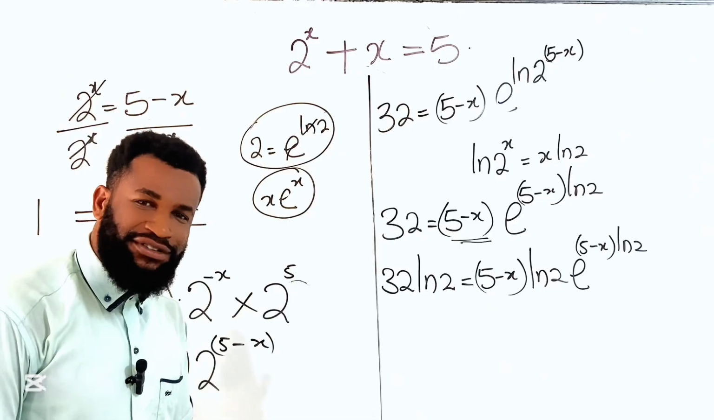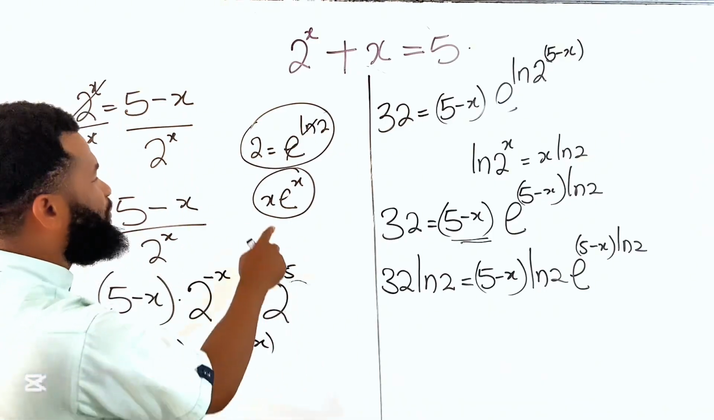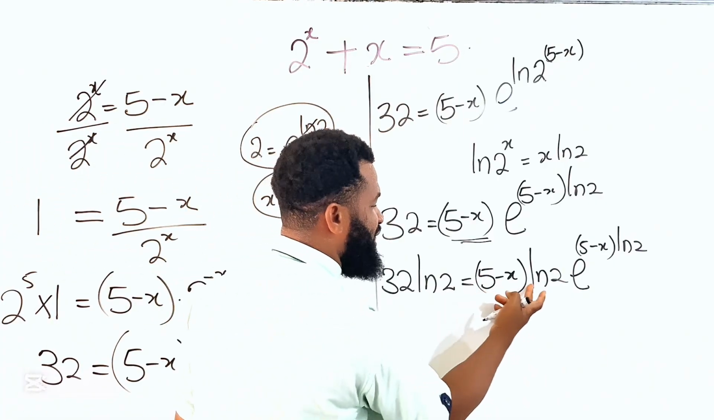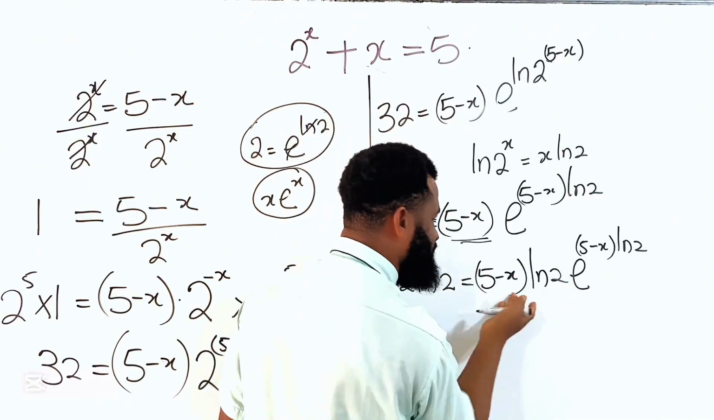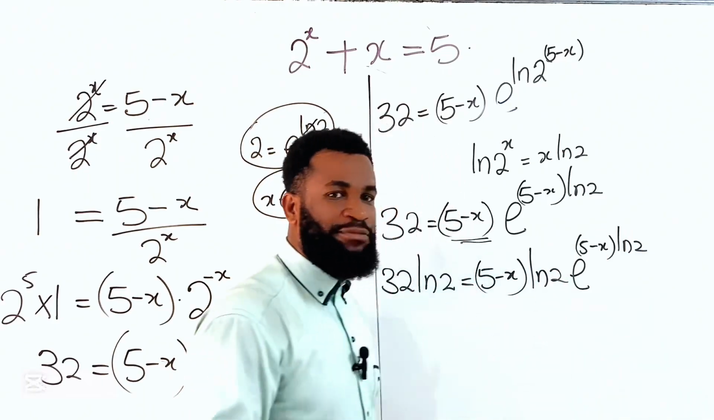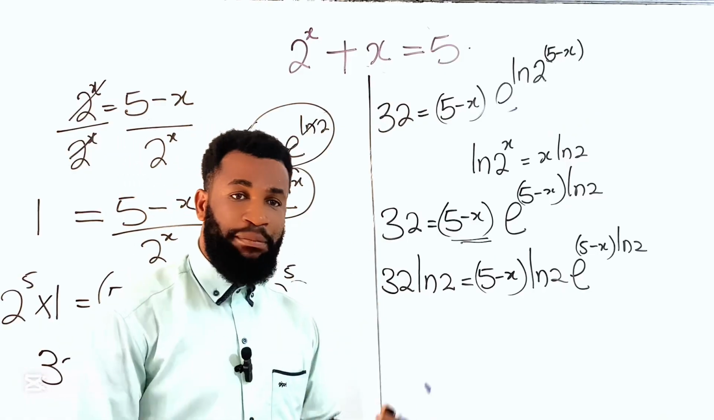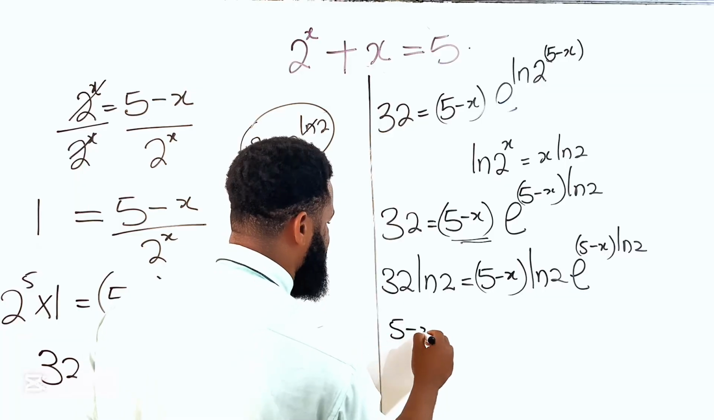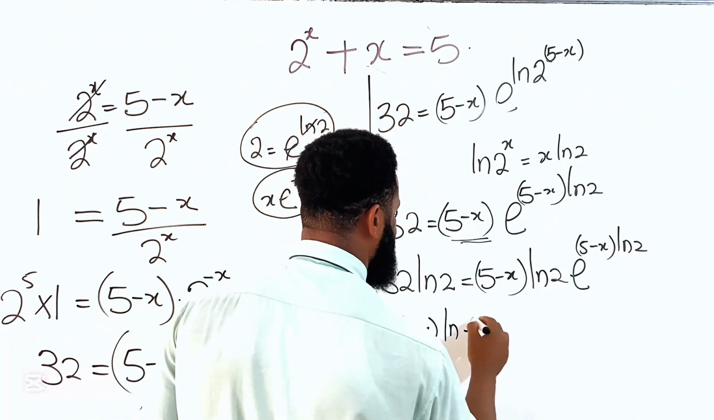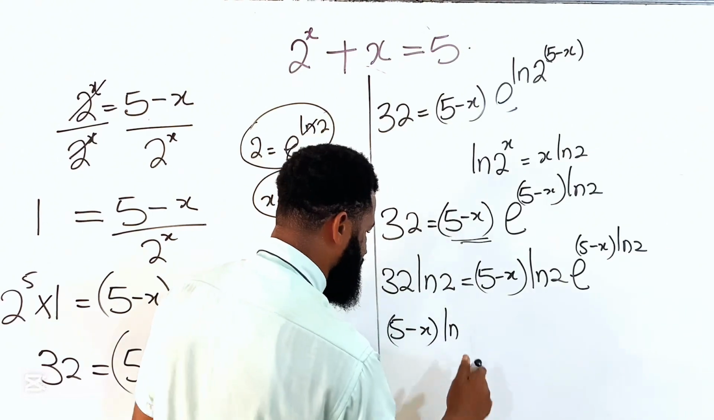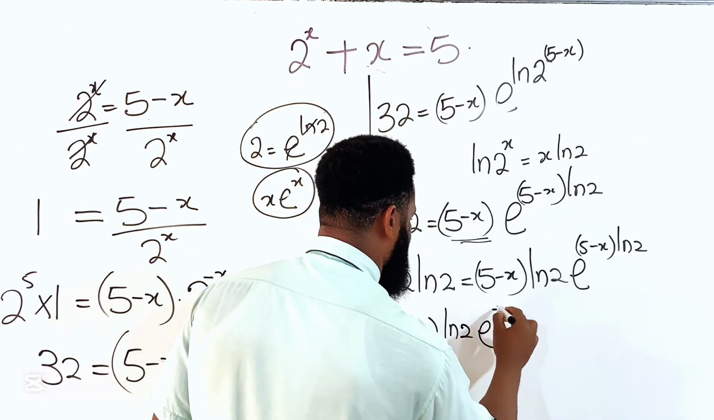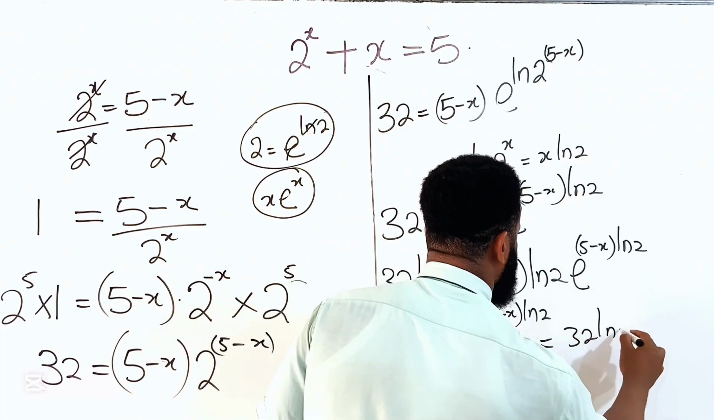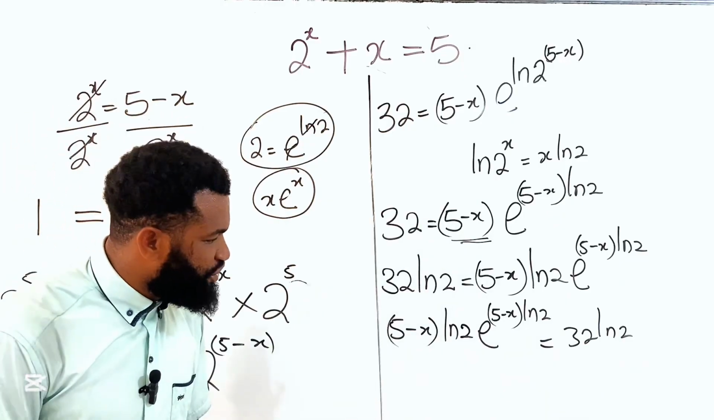Of course, I have gotten to that point whereby I have x e raised to the power the same x. But in this case, I'm having 5 minus x ln 2 and e to the power of the same thing I have here. I'm having it as power. At that point, I can include what I call the Lambert W function. But I'm going to rewrite this equation. I'm going to write 5 minus x in bracket ln 2, e to the power of 5 minus x ln 2, which is equal to 32 ln 2. All right, let me check what I'm doing so far.